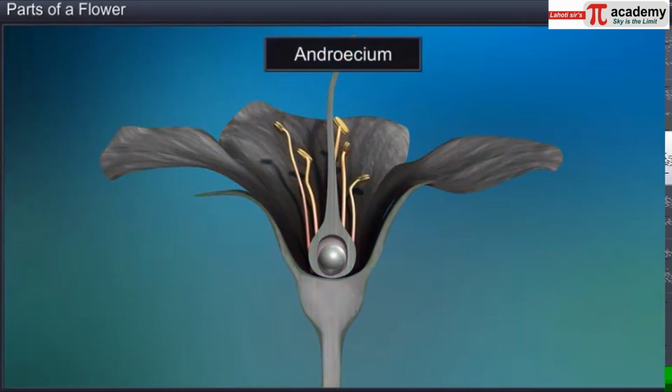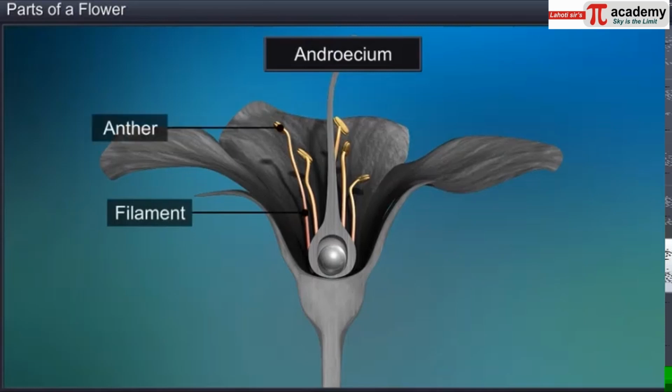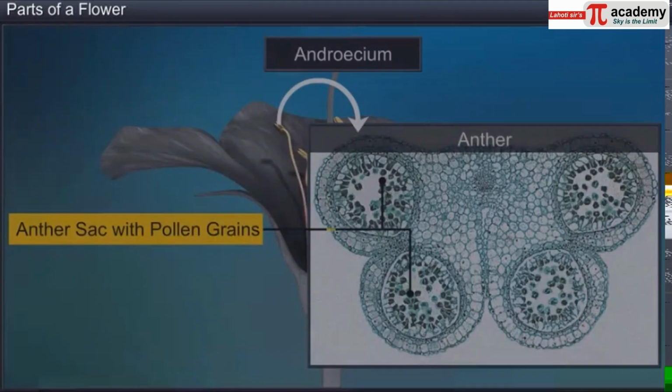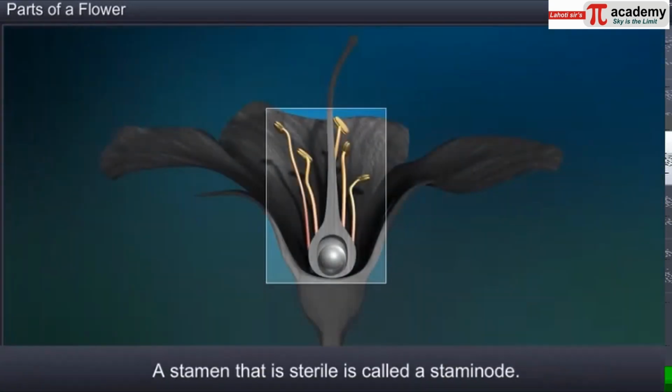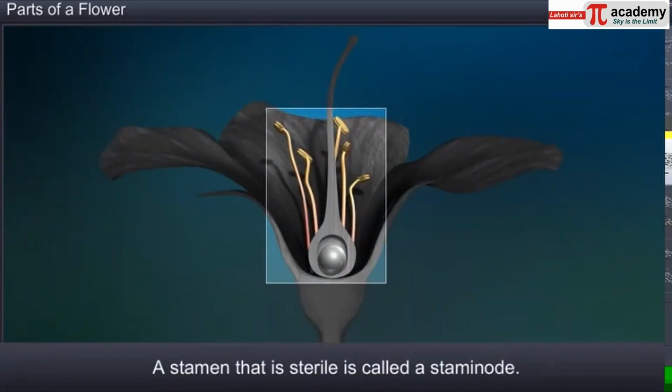Now let's learn about androecium, the whorl inner to the corolla. The androecium consists of stamens, which are the male reproductive organs of a flower. Generally, each stamen has a stalk called the filament and an anther at the tip. The anther usually has two lobes, each with two chambers, which are the pollen sacs. The pollen sacs contain pollen grains. A stamen that is sterile is called a staminode.